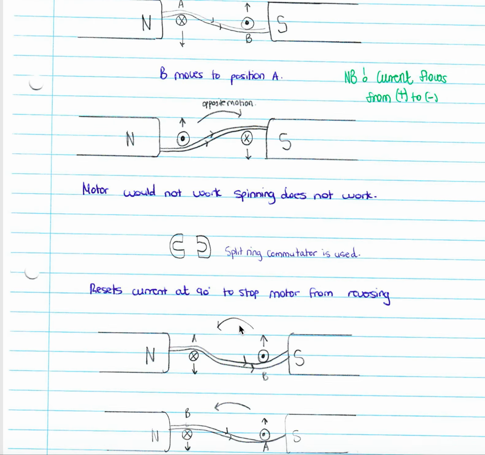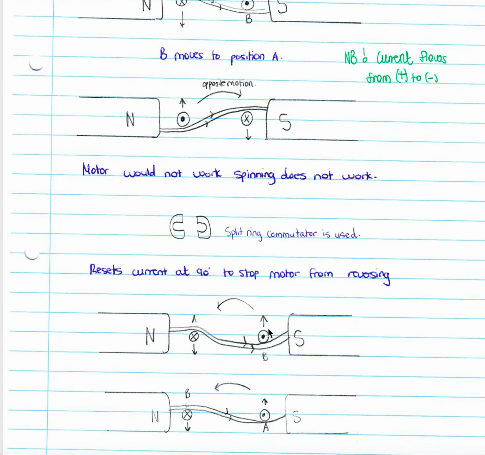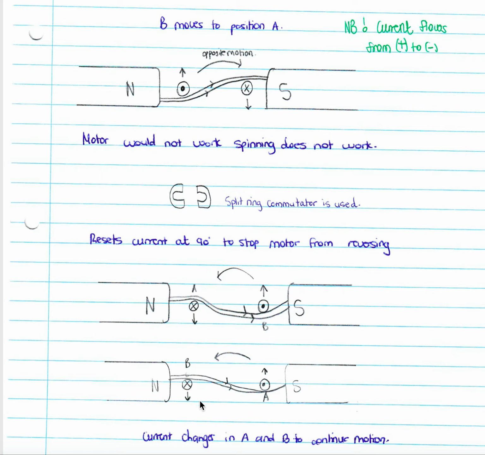Now in order to get over that, we use a split ring commutator. This resets the current at 90 degrees to stop the motor from reversing. So our current will always be flowing towards us on the right over here and always away from us on the left, causing 360 degree revolutions in the motor.